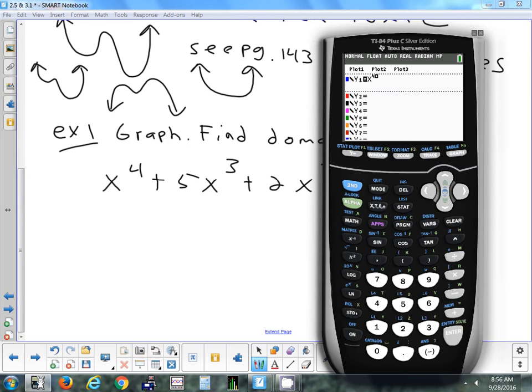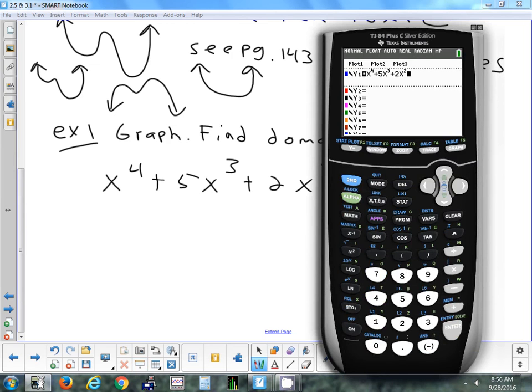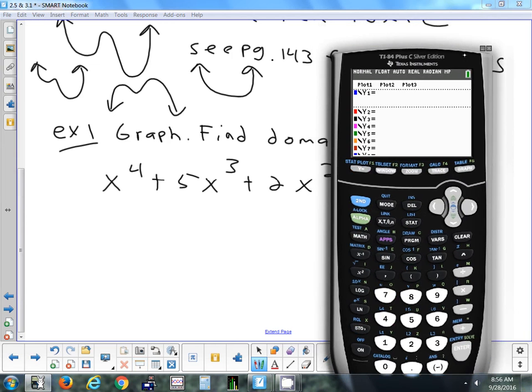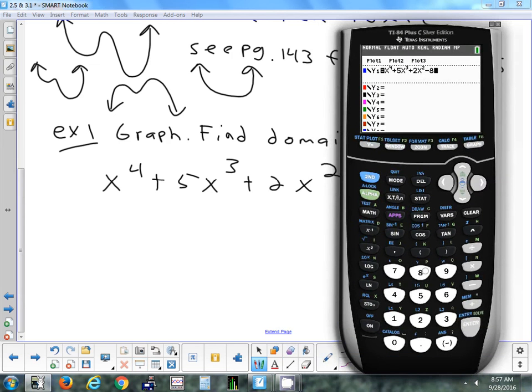Okay, so x to the 4th plus 5x cubed plus 2x squared minus 8x plus 1. And I just cleared it. So let's type it in again. x to the 4th plus 5x cubed plus 2x squared minus 8x plus 1. Graph.